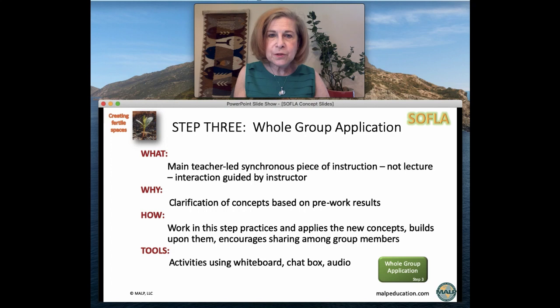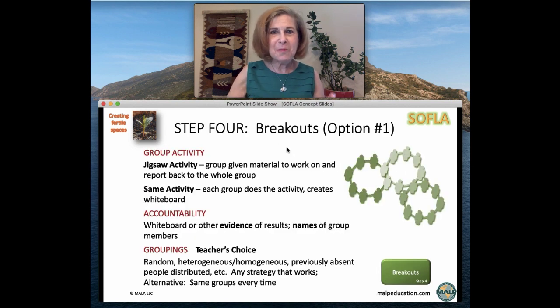So that's step 3. Now we're ready for step 4, which is breakouts. Now, you all know about group work. You're teachers. I'm sure you do group work. This isn't really that different. It's just that it's online. So you have to think about, how am I going to do my group work online?